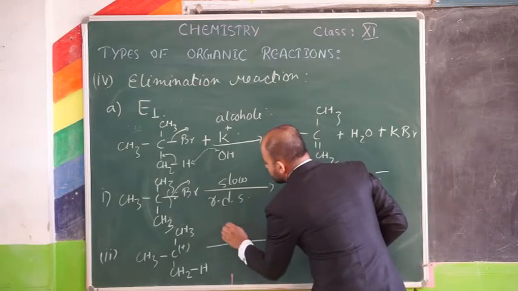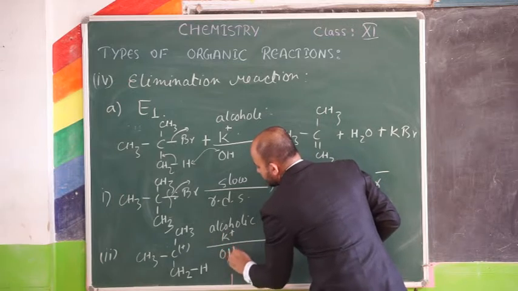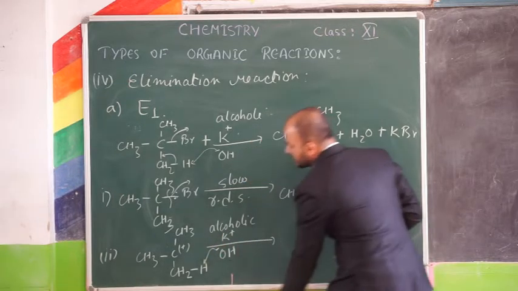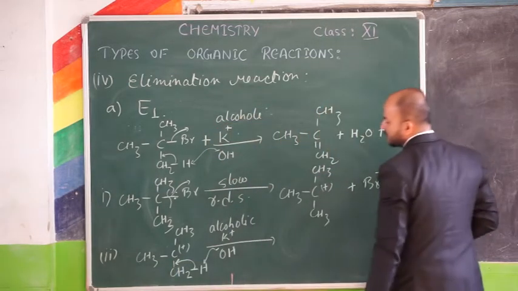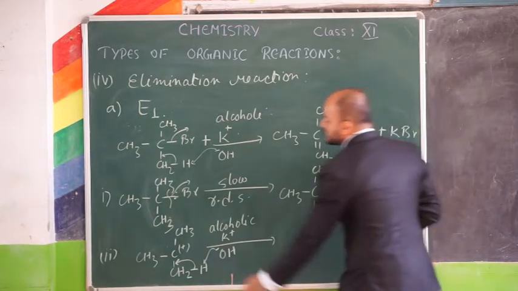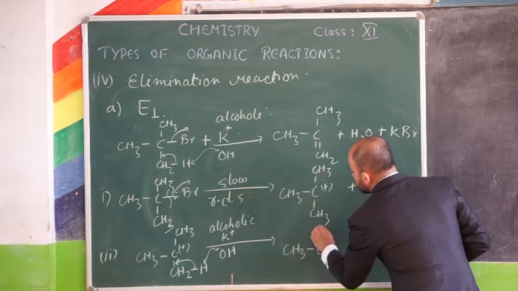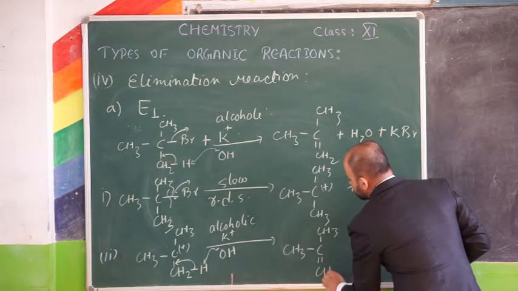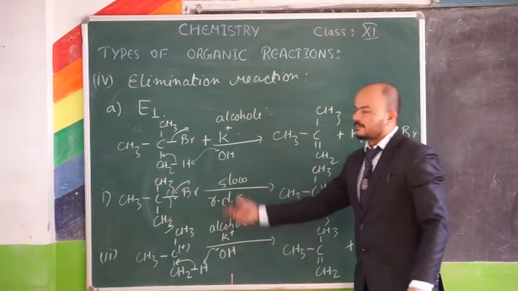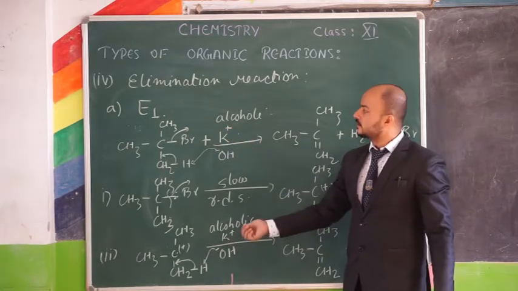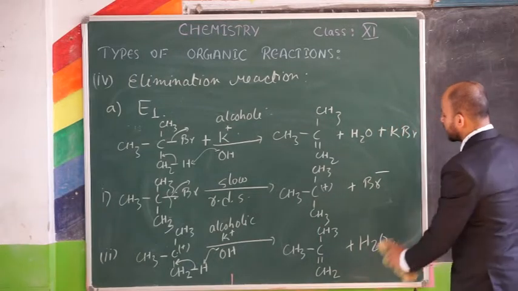Now in the presence of alcoholic KOH, K plus and OH minus, this will abstract this alpha hydrogen. Remember, this involves bond formation between carbon and carbon to satisfy the valency of the central carbon. As a result, we get the compound CH3, C, CH3, double bond, CH2, and here you get water. So these are the two steps of the mechanism of E1 reaction. Now let's discuss E2 reaction, that is elimination bimolecular reaction.